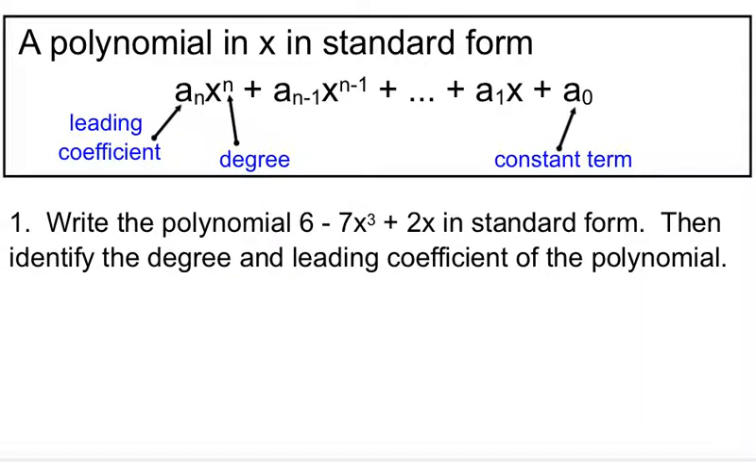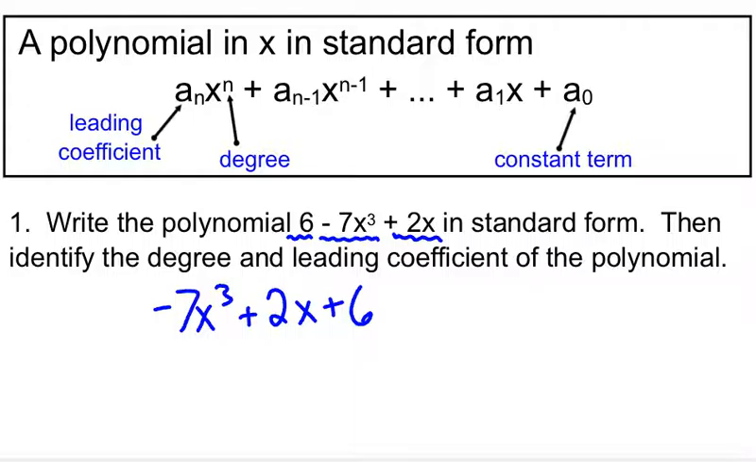We want to write this polynomial in standard form and then find the degree and leading coefficient. Okay. So we're going to take the highest degree first, which is x cubed. Now the negative 7 goes with it, so negative 7x cubed. We don't have an x squared term, but we do have an x term. And then we have a 6. Okay, and whatever sign is in front of the coefficient goes with it.